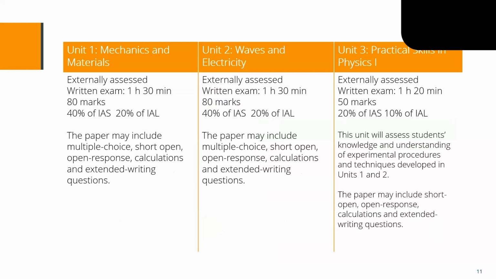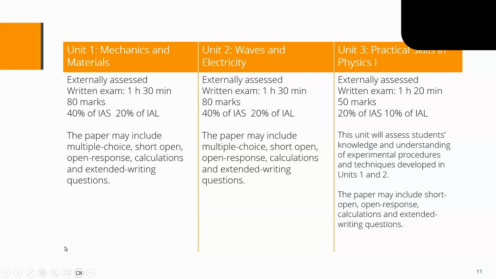If we look in a bit more detail at the units themselves, here's an overview of the 3 units which form the IAS units and their assessment. So Unit 1 on mechanics and materials and Unit 2, waves and electricity, are 2 content units, and you can see they're both examined with an external written exam, 1 hour 30 minutes in length, which accounts for 80 marks each. So by themselves, they account for 40% of the advanced subsidiary or 20% of a full A level. And in both cases, the papers include multiple choice questions, short open response, calculations, and extended writing questions.